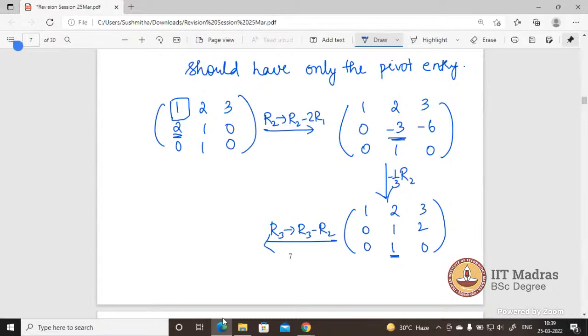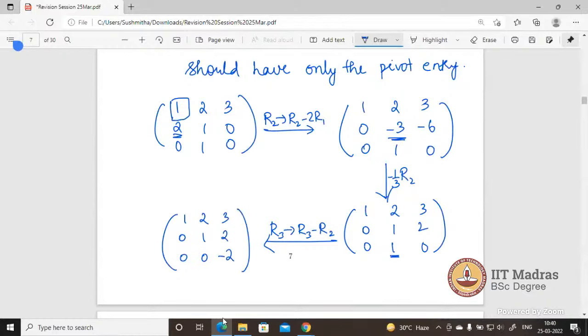Why am I not using R1 here instead of R2? Because of the pivot. R1 has other non-zero entries, so I'd be disturbing the 0 entries. So now we have 1, 2, 3, 0, 1, 2, 0, 0, minus 2.